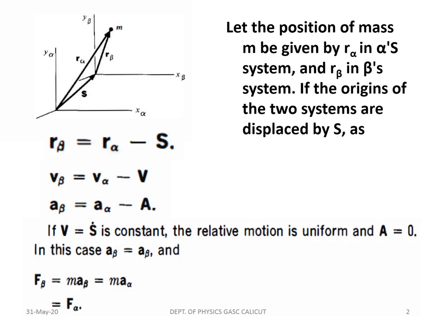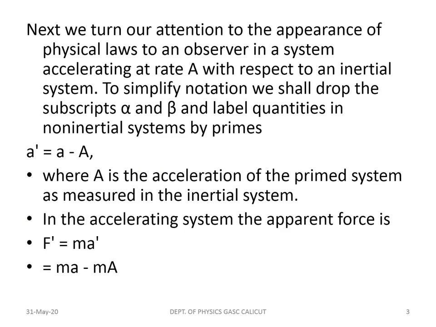So the apparent force in the second frame, the accelerated frame, will be lesser than the force measured in the rest frame. This difference in force, minus m A, that is, the difference between the force in the rest frame and the fictitious force, m capital A, is the force which is observed in the moving frame. Now, the fictitious force is defined as minus mass into acceleration of the frame.